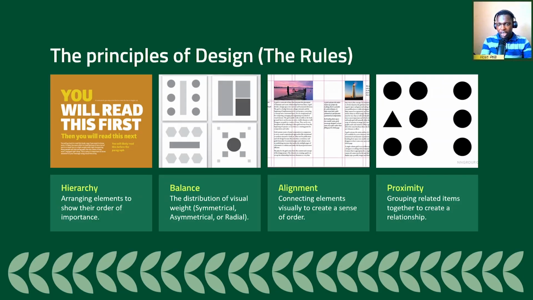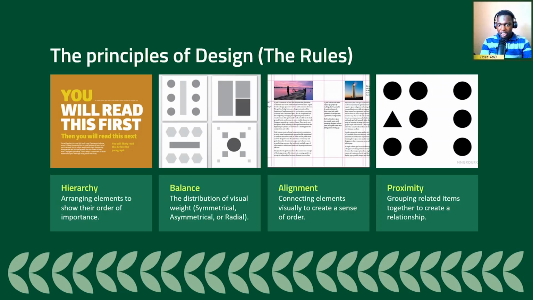And next we have alignment. Alignment is connecting elements visually to create a sense of order. As you can see in our example here, we have a type of alignment, which is text alignment, where we have our text aligned to the left side of our layout.